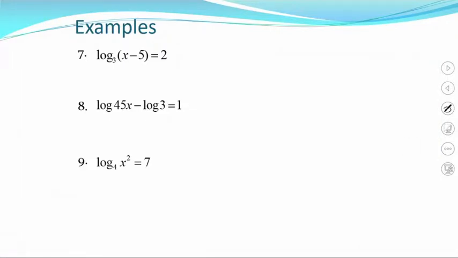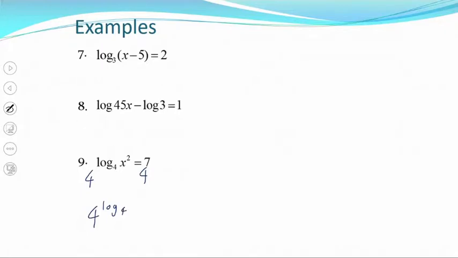All right, number 9. Notice we have a log with a base of 4. So what I'm going to do is raise these with bases of 4. Make this 4 to the log base 4 of x squared equal to 4 to the 7th power. So I've converted this equation. I've made both of those things exponents, and I've made them both exponents with bases of 4.